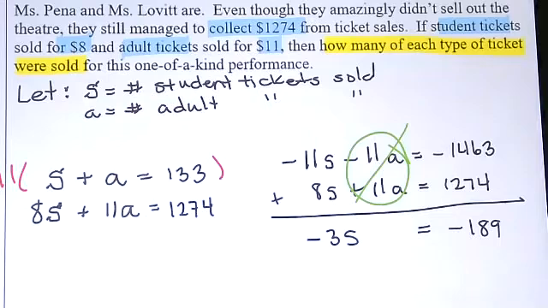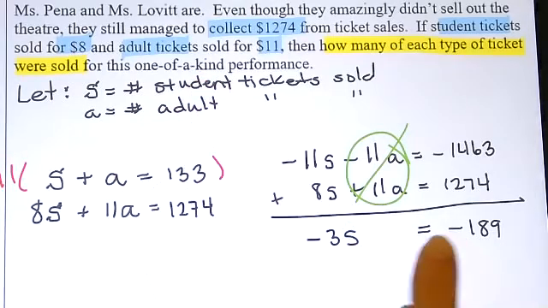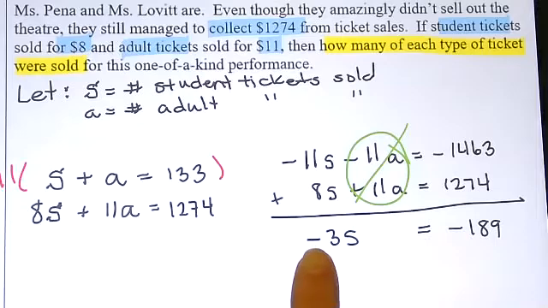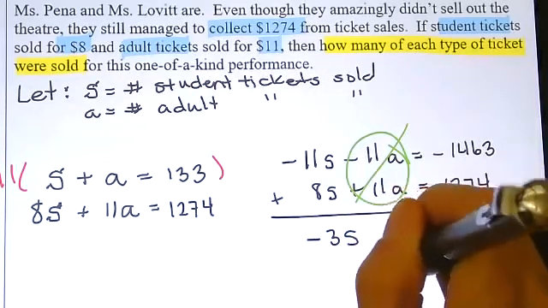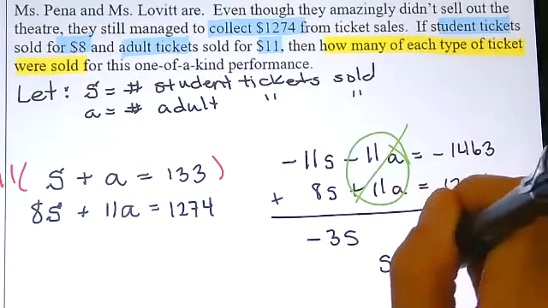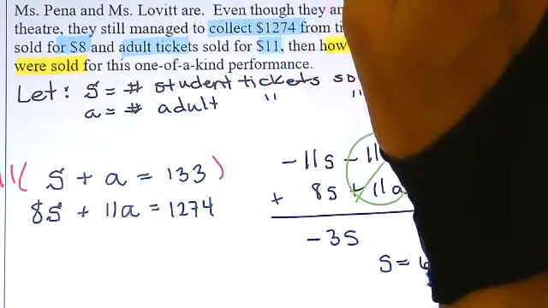Now, S is the number of student tickets sold. So I know that my answer needs to be positive and it needs to be a whole number. Okay, they're not going to sell like 2.3 tickets. You have to sell tickets in whole numbers. So a negative divided by a negative is going to give me a positive, so that's good. And then I need to do 189 divided by 3 and make sure that it goes in evenly, and it does. It gives me 63. So I now know that they sold 63 student tickets.